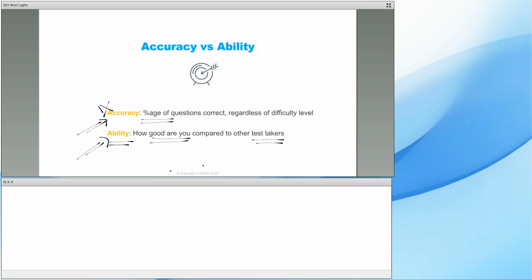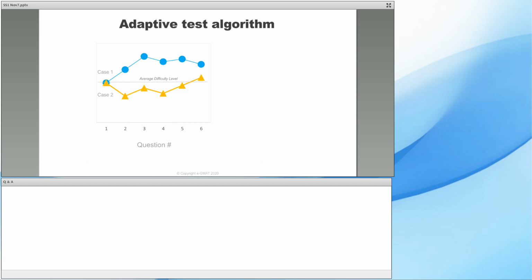So you can have a quiz where you have an accuracy of 80% and your ability might be 50th percentile, or you can have a quiz where your accuracy is 80% and your ability might be 99th percentile. So it's really important to worry about this ability. And to demonstrate that, I'm going to tell you how an adaptive test works. The GMAT follows the same principle. The algorithm is slightly more sophisticated, but it follows the same principle. This is what we call a simplified adaptive test algorithm.